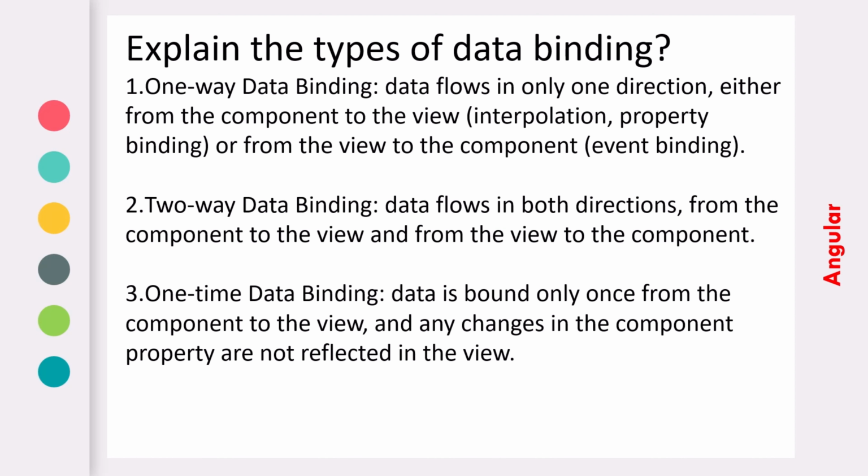Explain the types of data binding. There are three types of data binding in Angular: one-way data binding, two-way data binding, and one-time data binding. The first one is one-way data binding. This is when the data flows in one direction, either from the component to the view, like interpolation and property binding, or from the view to the component, that is event binding. This is like a one-way street where data is sent in one direction only.